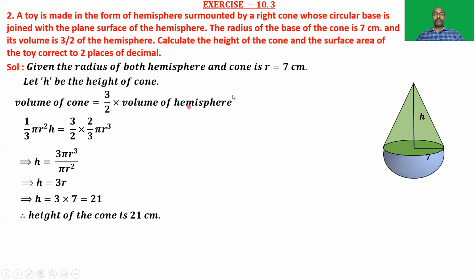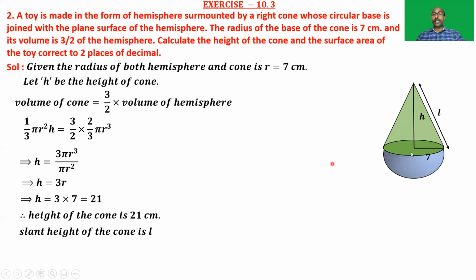Now we have to find the surface area of this toy. So this toy consists of both a cone and a hemisphere. To find the curved surface area of this conical part, we have to find its slant height because the curved surface area of the cone is equal to pi r l.